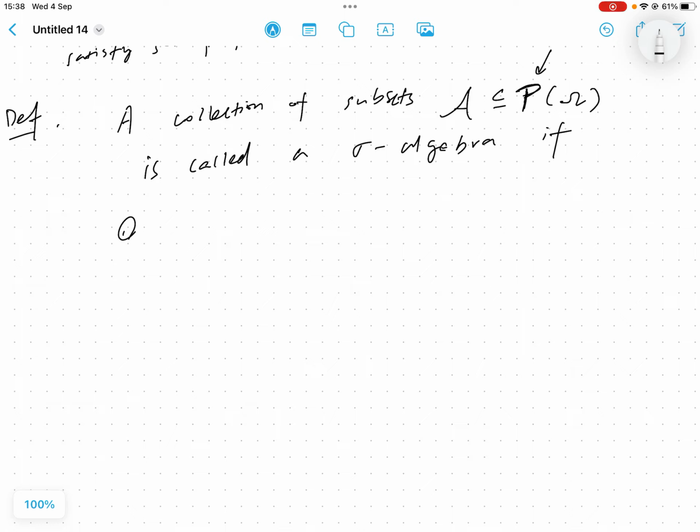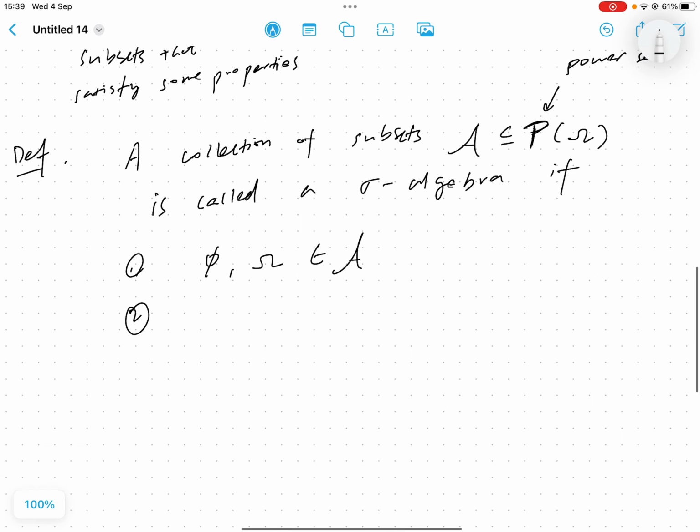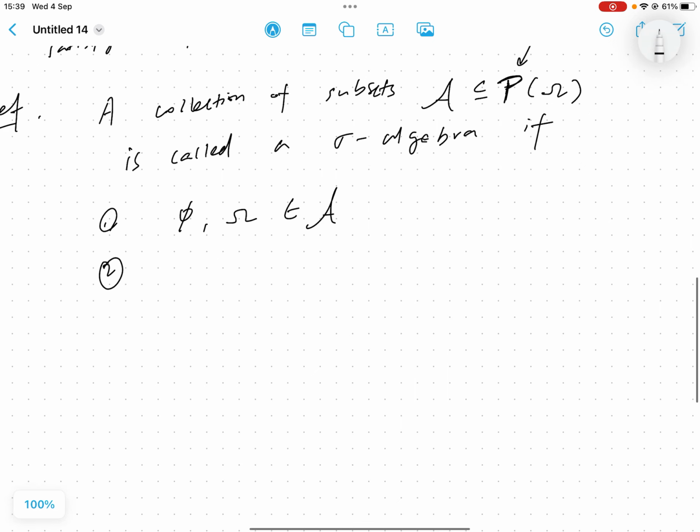So the first is that the empty set and omega itself both belong to this A. Basically the algebra means that it satisfies some basic properties, so we can use the algebra, use the math, to calculate something.